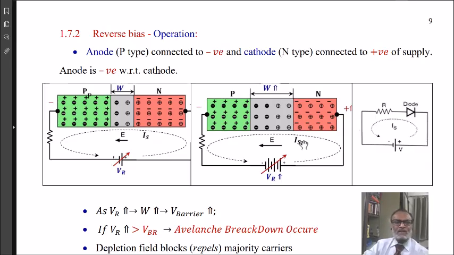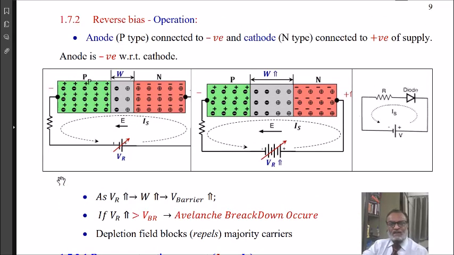Therefore, ideally speaking, in reverse bias the current flowing through the device is zero. Practically, a very small amount of current flows. For all practical applications, we will consider this reverse saturation current equal to zero.